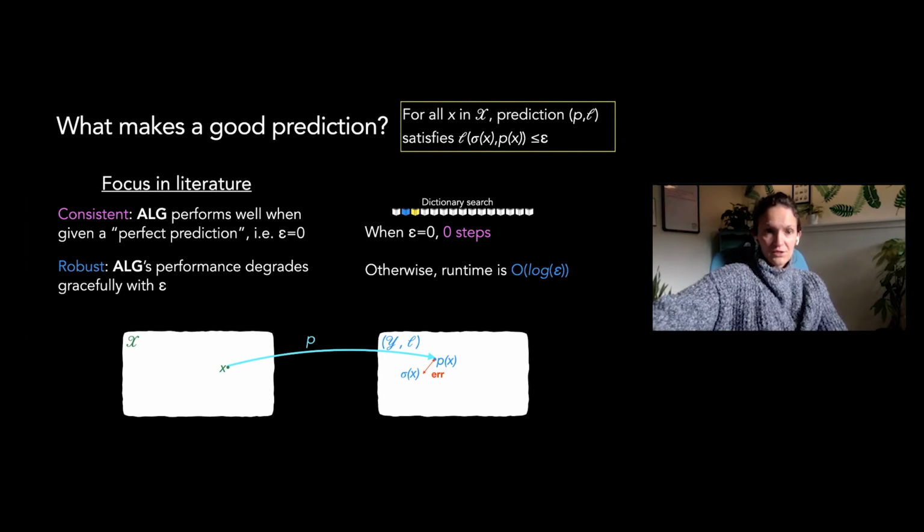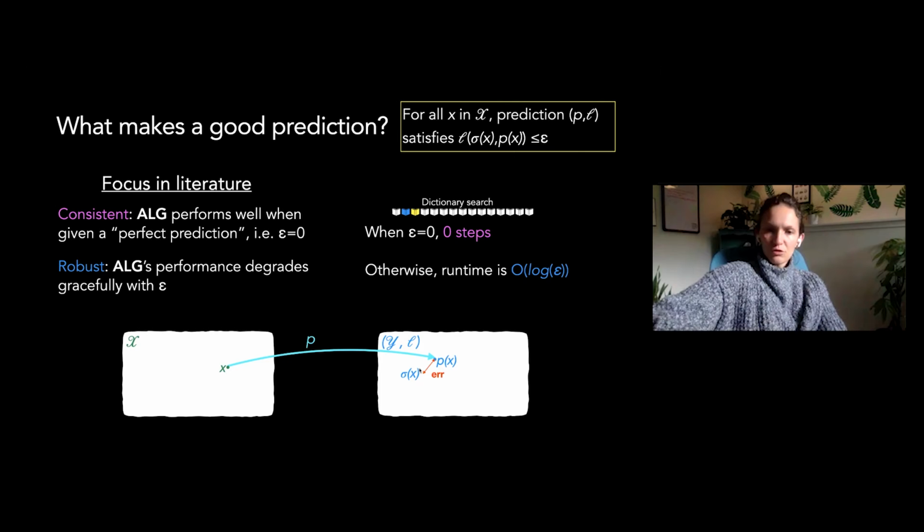Now for robustness, you want the algorithm's performance to degrade, we use the phrase degrade gracefully with epsilon in the literature. By degrade gracefully, we basically mean that the further away P of X moves from sigma of X, you don't want that to blow up necessarily. So as soon as you introduce any error, you want it to be able to deal with that error in an okay manner.